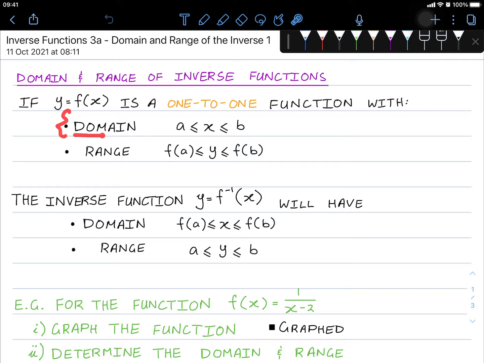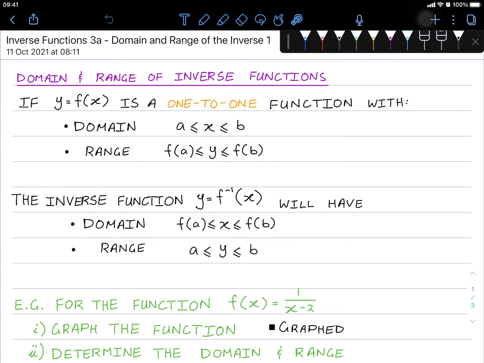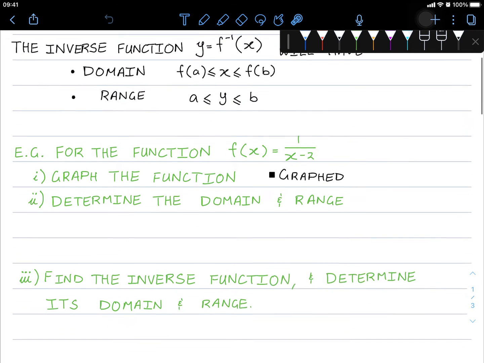The original function has a domain. For its inverse, that will become its range. And the range of the original function will become the domain of its inverse. So let's take a look at an example of this.